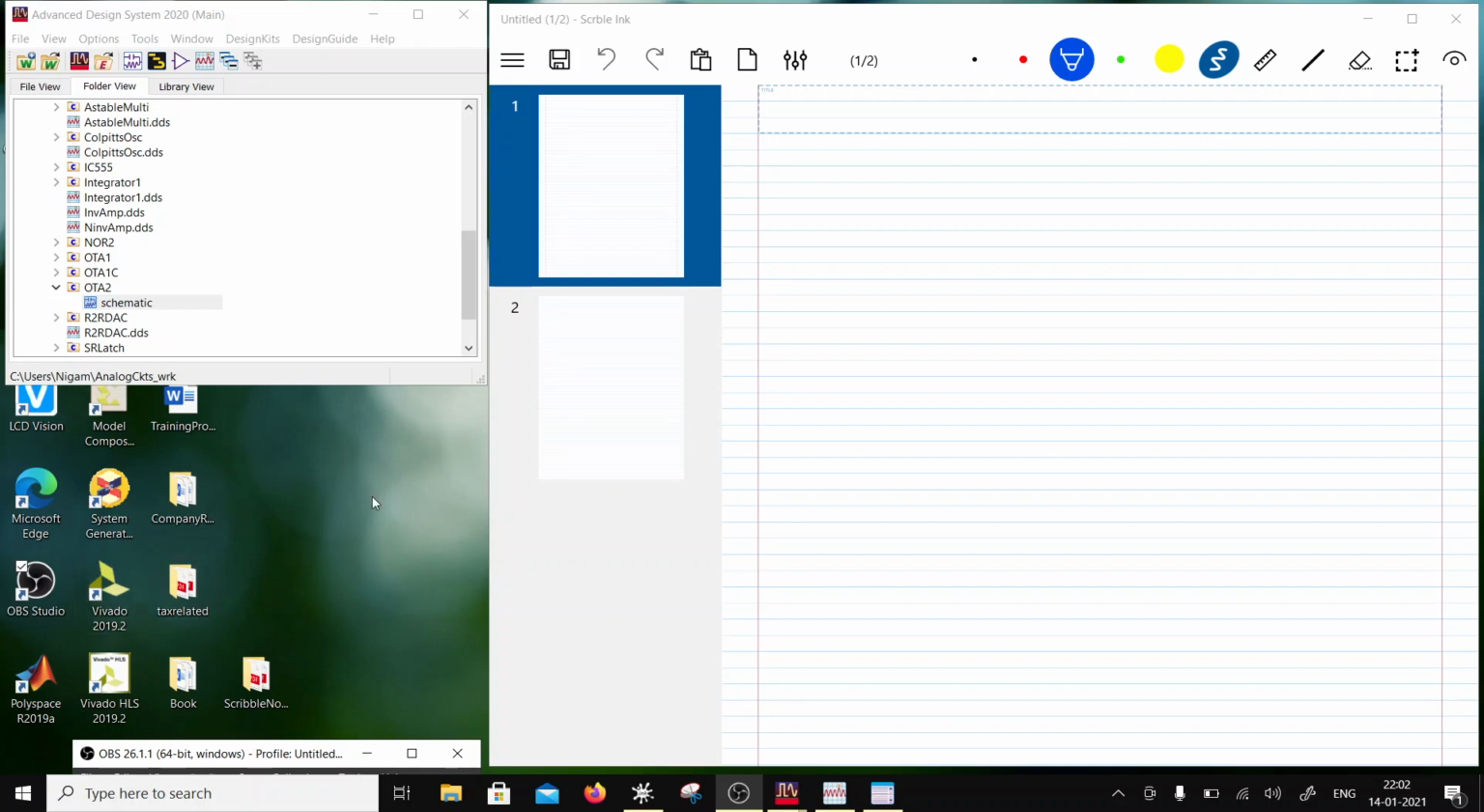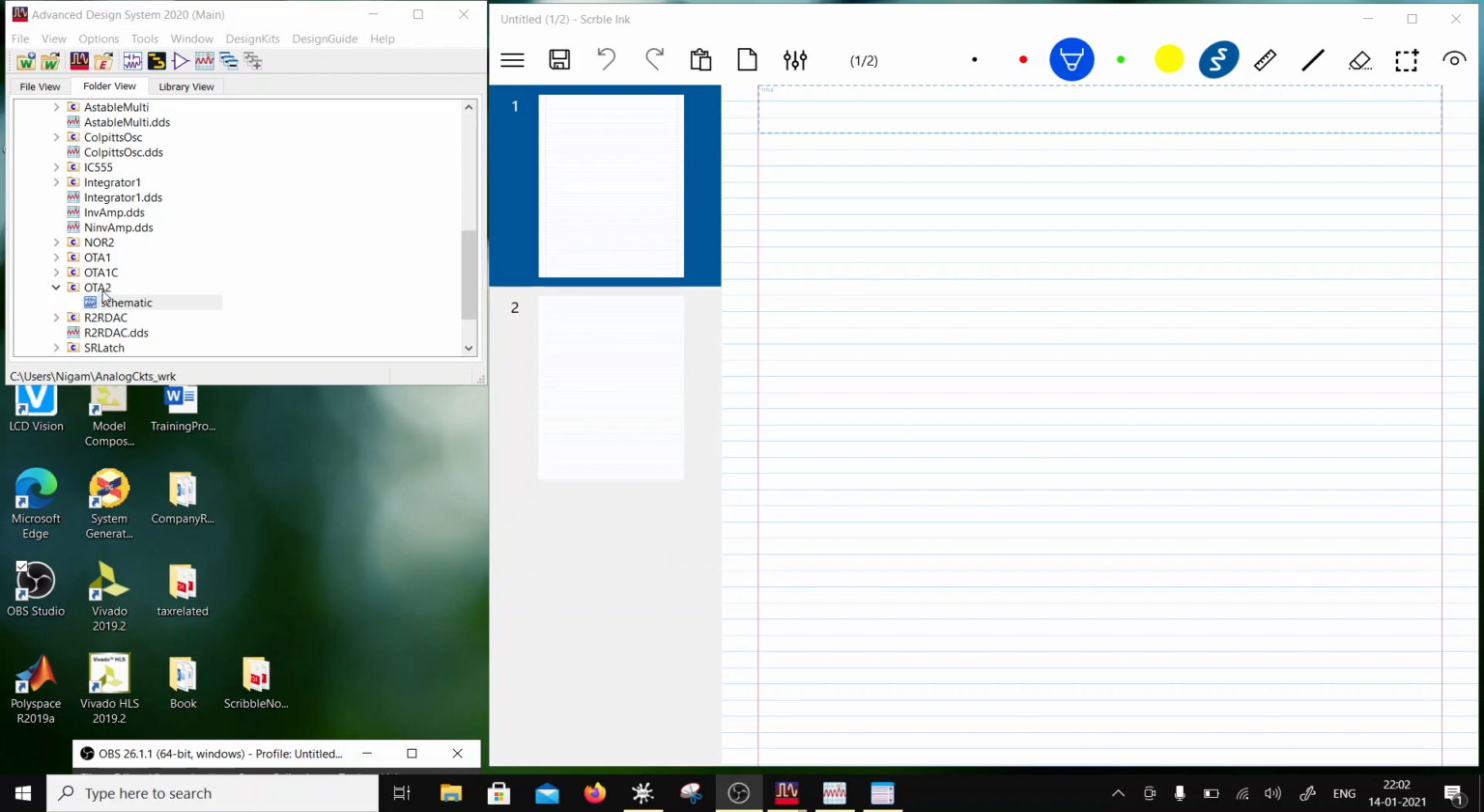Welcome to session number 23 in the series Analog Circuit Design using ADS. My name is Anurag Nigam, and in this session I am going to continue on some of the applications of op-amps, right? So op-amps and OTAs.